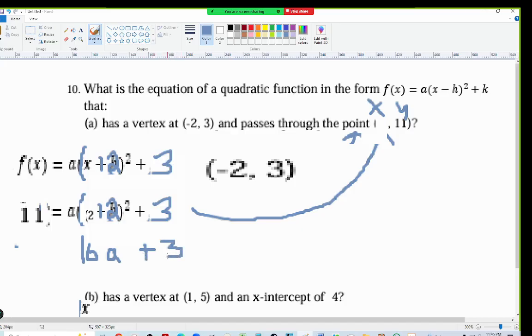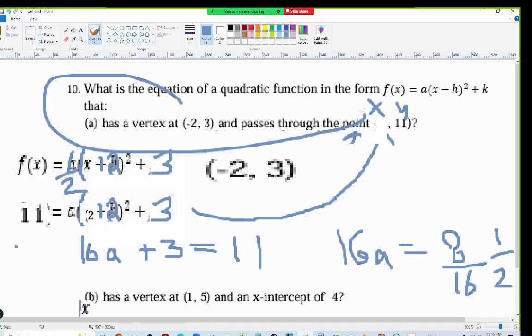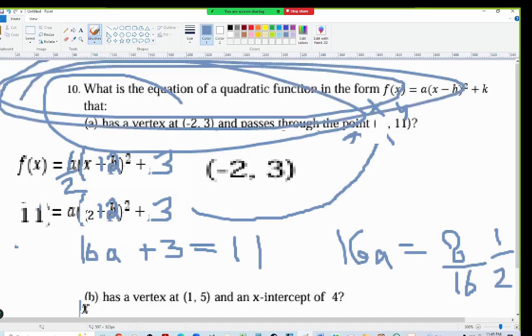So I've got this weird thing, 16 times a plus 3 is equal to 11. I've got to solve for a, which means I have to do reverse BEDMAS. That means minus 3. So I got 16a is equal to 8. And then you want to divide by 16. So I got 8 over 16, and those can both be simplified. This can be divided by 8, becomes 1. This can be divided by 8, becomes 2. Half, which means a is a half. So now I can put it in over here. Very common question. You'll almost always see a question like this.